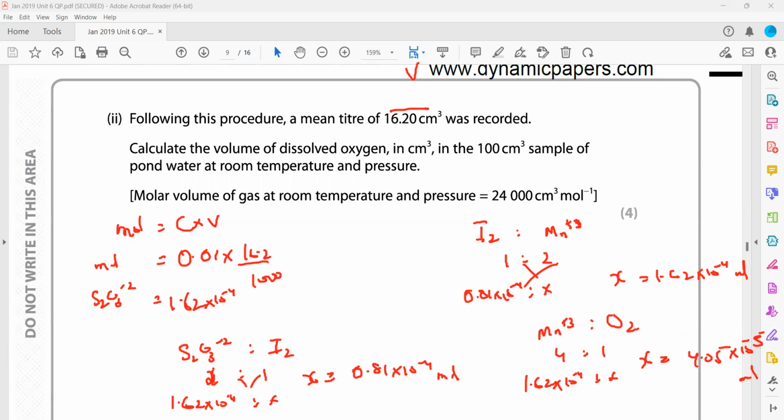And then, because these are the moles of oxygen, multiply by the molar volume, which is 24 dm³ or 24,000 cm³. So we'll get 0.97 cm³, or it can be in dm³ as well. Is it clear?